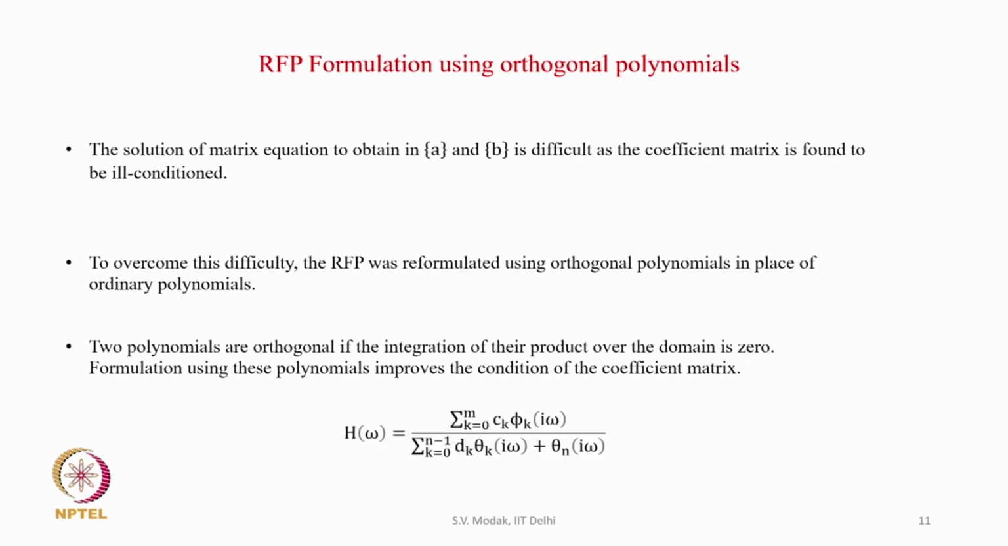So this is the form of the FRF based on the orthogonal polynomials. This is the numerator polynomial based on orthogonal polynomials, and this is the denominator polynomial based on the orthogonal polynomials. Here phi k are the basis functions which are orthogonal in nature, so all the phi k's are orthogonal among themselves, and similarly theta k are again orthogonal functions, orthogonal with respect to each other.